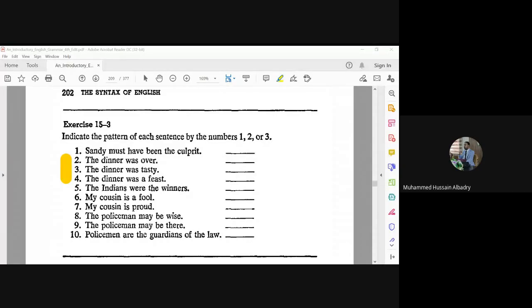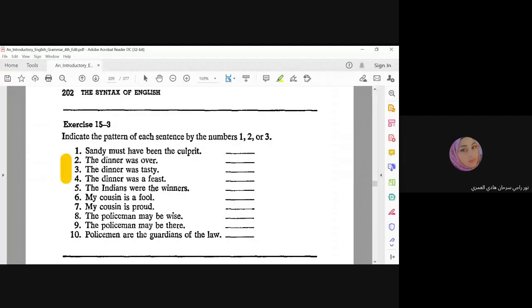Who can tell me, who else? Mohanad. Number 3. The dinner was tasty. 2. So tasty is what? Okay, thank you, Mohammed. Thank you so much. Noor Raji.